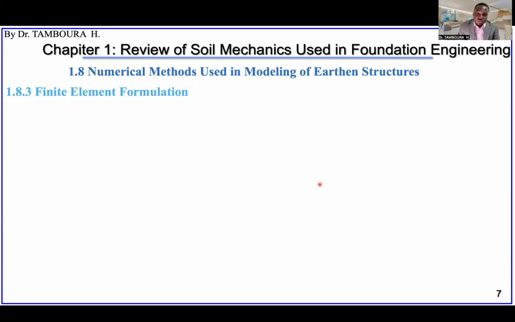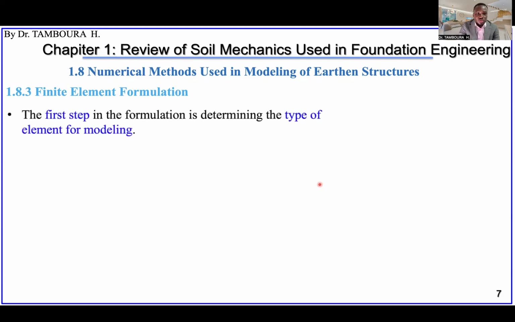We will talk about formulation of the finite element method. This is just to show you what kind of formulation the software we are using every day is using, or what kind of formulas the people who did the coding of this software used.